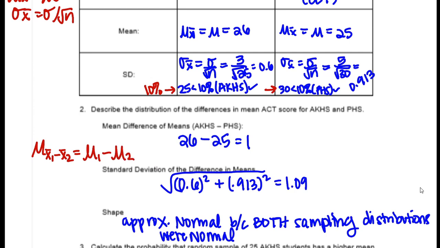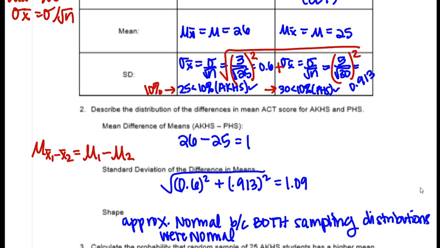So mu of x bar 1 minus x bar 2, the mean difference of sample means, is equal to the population mean 1 minus population mean 2. And then for standard deviation, hopefully you used your rules from combining random variables. Remember we did this last class. Basically, from two classes ago, we could square, add, and then square root the whole thing. And so what happens is the squared can be distributed to the top and the bottom.